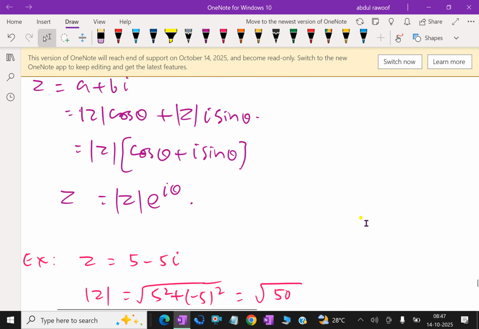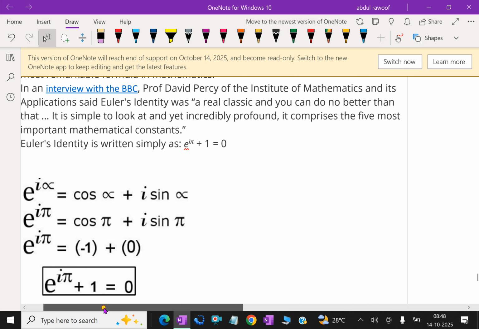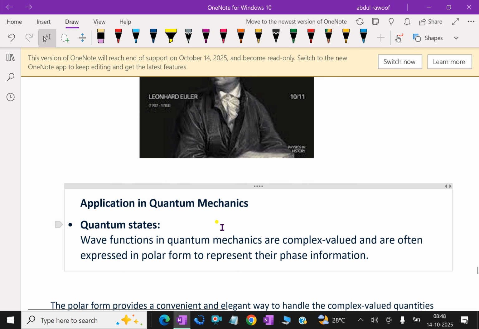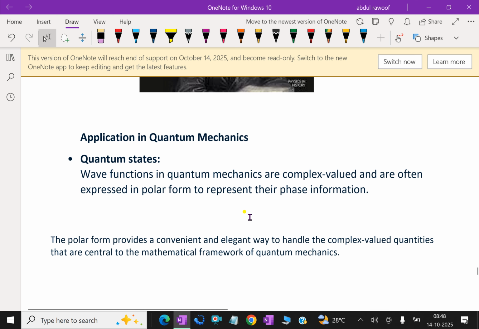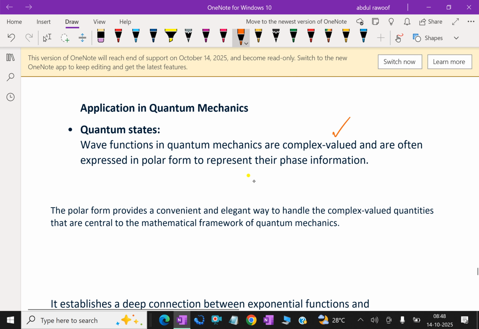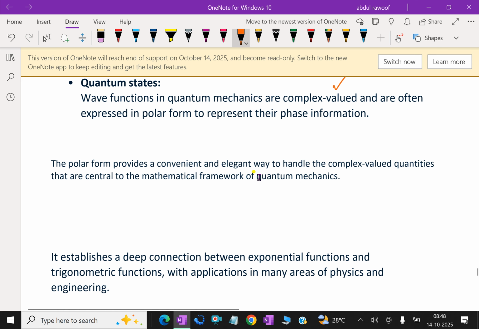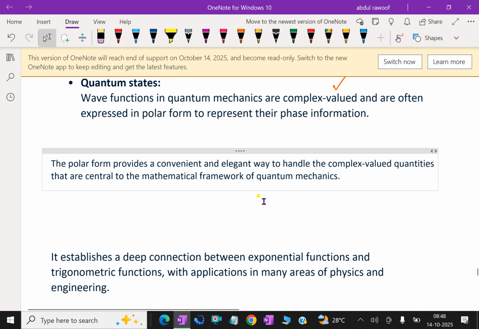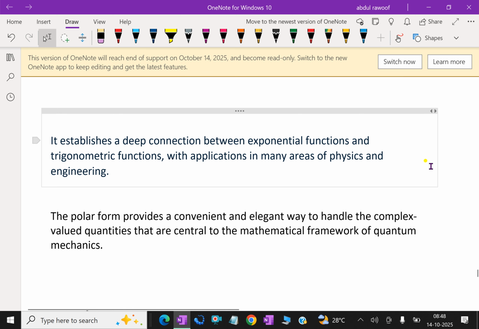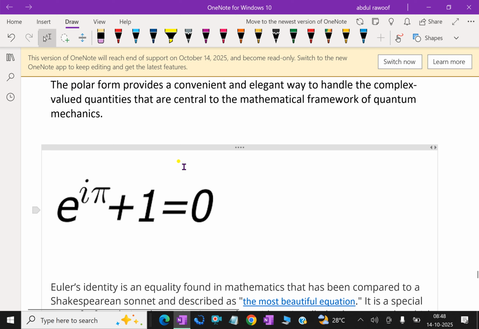Application in quantum mechanics. Quantum states and wave functions in quantum mechanics are complex valued and are often expressed in polar form to represent their phase information. The polar form provides a convenient and elegant way to handle the complex valued quantities that are central to the mathematical framework of quantum mechanics.